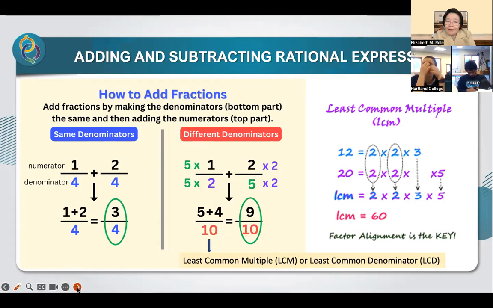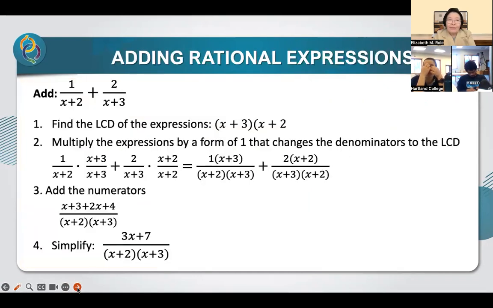But you will find that it's a little easier in our rational expressions. So let me start with this: a very simple addition of 1 over x plus 2, plus 2 over x plus 3.